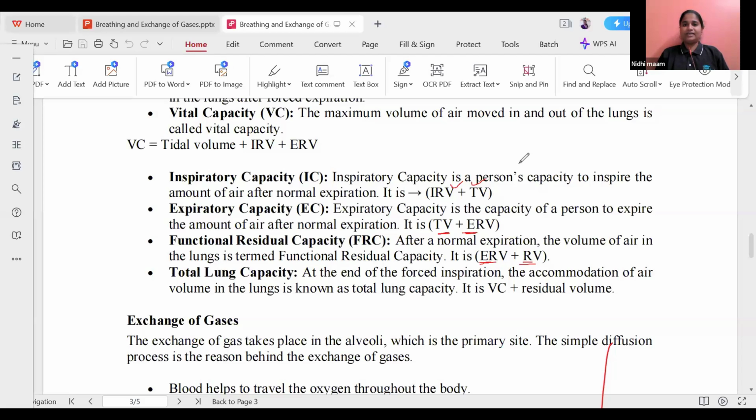Total lung capacity is the accommodation of air in the lungs at the end of forced inspiration. So we call it total lung capacity. So this is about the capacities and the volumes. Remember them, okay? Fine. So let us come to the point here.